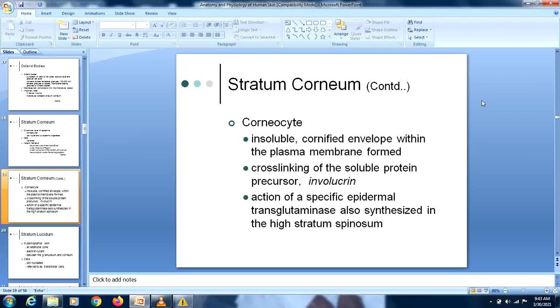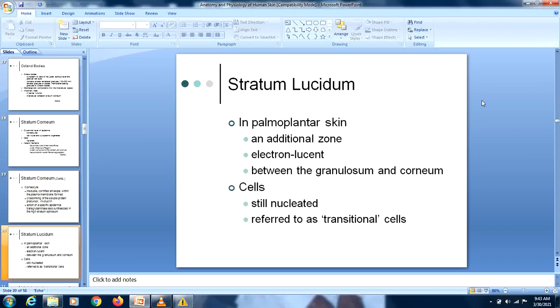Corneocytes are the insoluble cornified envelope within the plasma membrane, formed by cross-linking of the soluble protein precursor involucrin through the action of a specific epidermal transglutaminase, also synthesized in the high stratum spinosum. Now, stratum lucidum, as I told you, is present in the palmoplantar skin. It is electrolucent between the granulosum and corneum. Its cells are still nucleated, so it is also known as transitional cells.